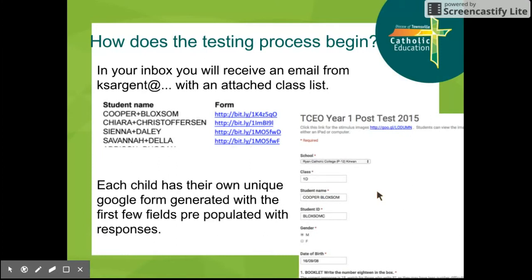The first few fields of the form have been pre-populated with the information that is specific to that child. So the information regarding the school, the class, their name. We also use a student ID in order to track students, as well as their gender and date of birth. All this information is pre-populated into the form. As far as you are concerned, you start asking the questions in an interview style and entering in whether or not the response is either correct or incorrect.